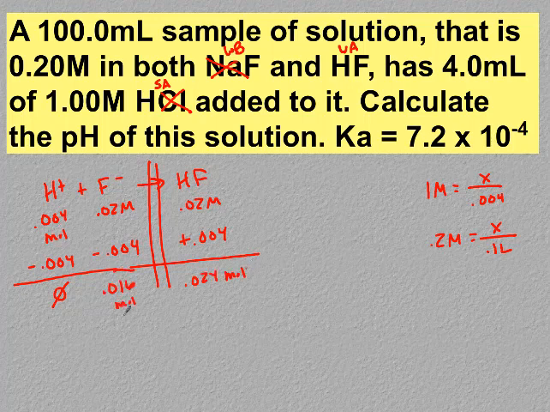Now that I have my moles, I have to divide by volume. I divide by total volume. In this case, I had 4 milliliters and 100 milliliters. So that's 104 milliliters, so 0.104 liters.